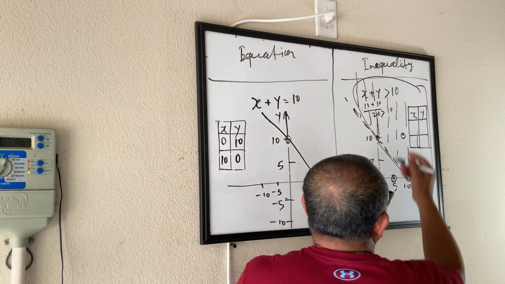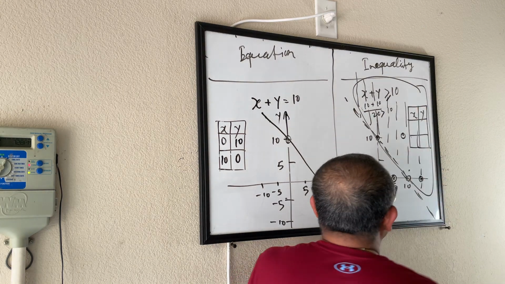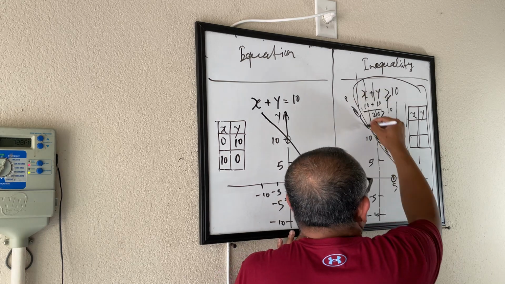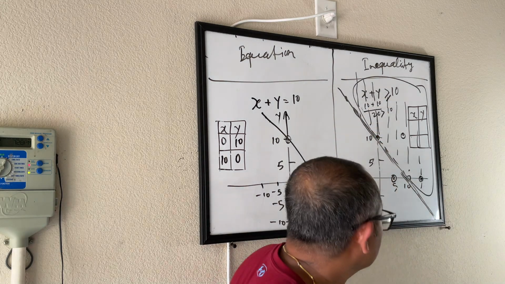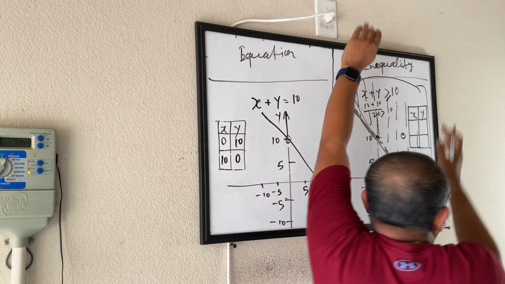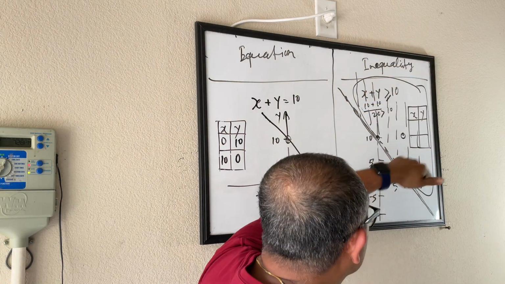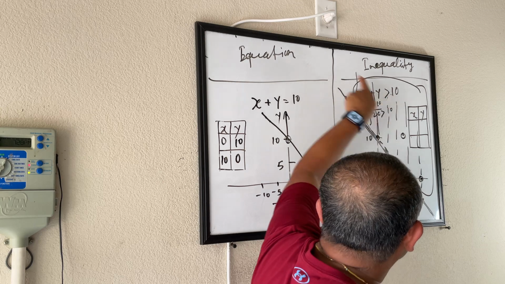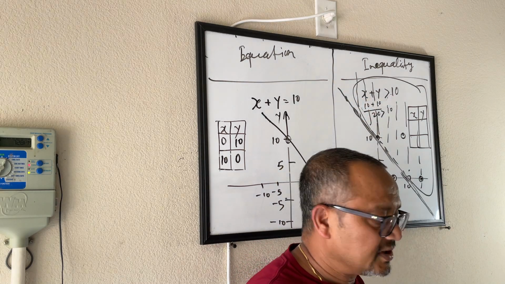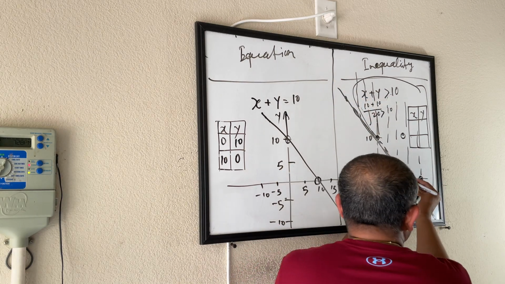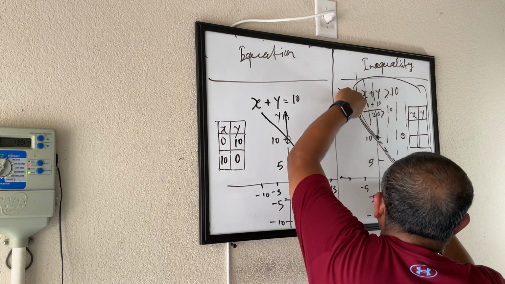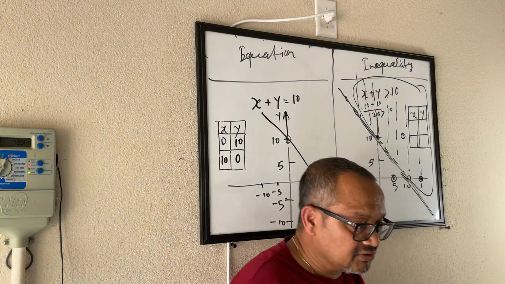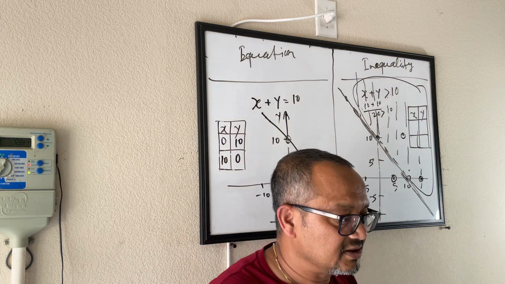If you had a situation like x plus y greater than or equal to 10, then this line was included. This line would have been a solid line. So line plus all things above this. Since this was only greater than, that means this line was excluded. Because if you pick any point on this line, 10 comma 0, it will be 10 plus 0, which is not greater than 10. It is equal to 10. So it doesn't satisfy this condition.